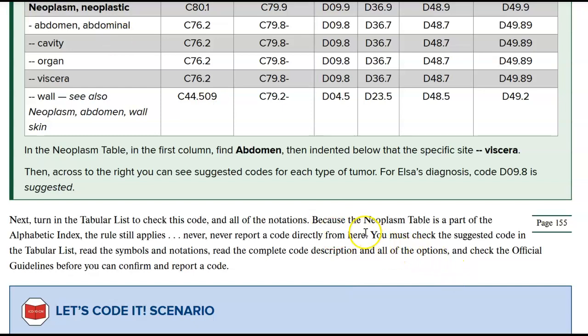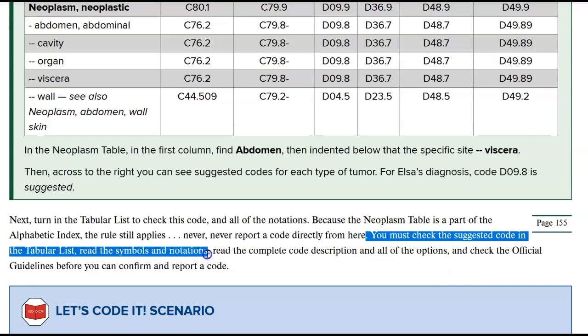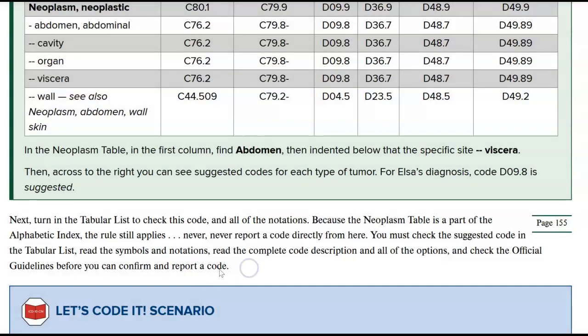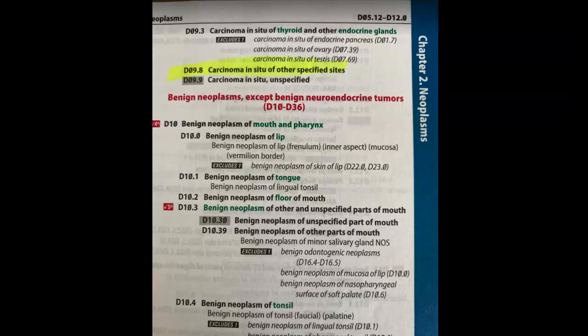It also says you must check the suggested code in the tabular list, read the symbols and the notations, read the complete description of all the options, and check the official guidelines before you can confirm and report a code. So let's go to our tabular list. And how do we find the tabular list?